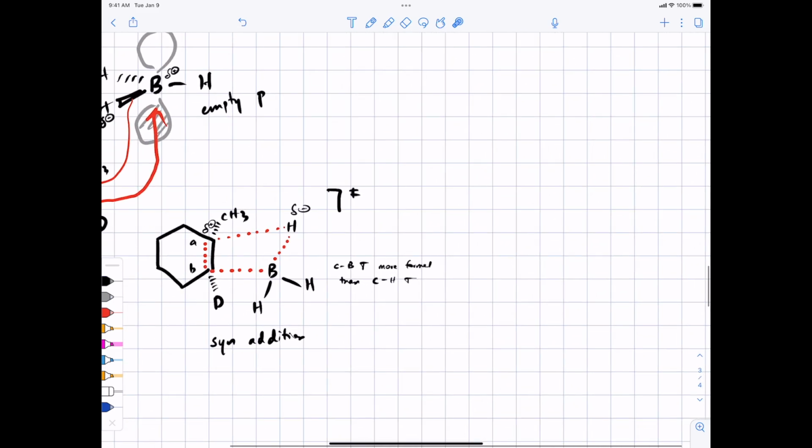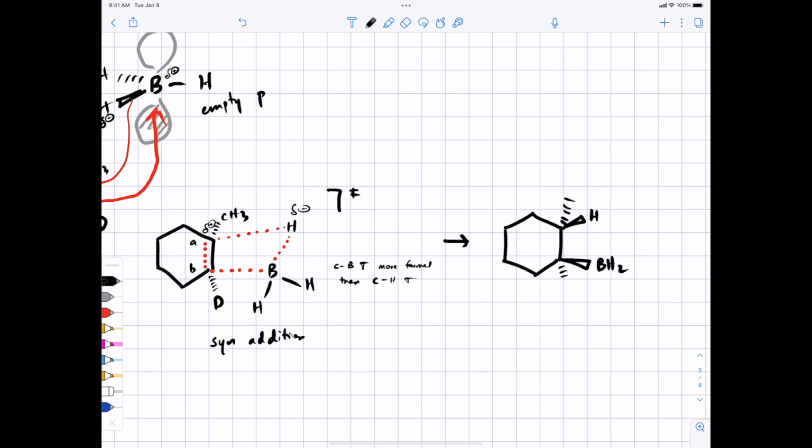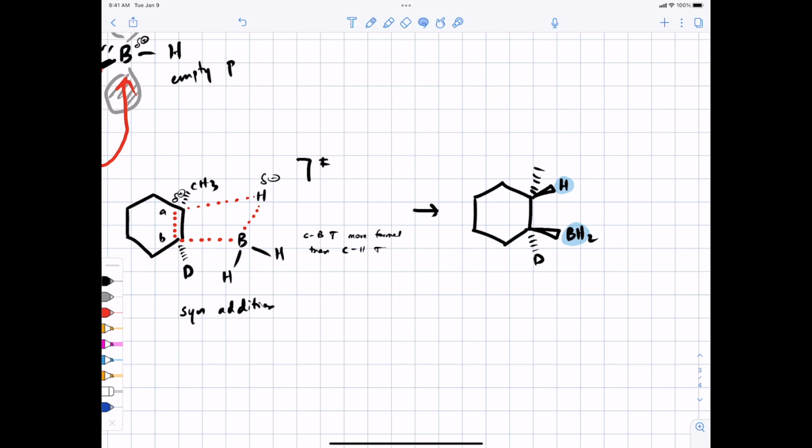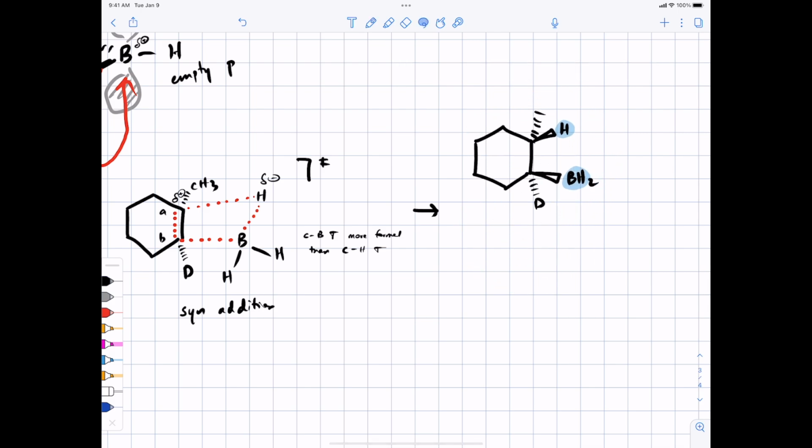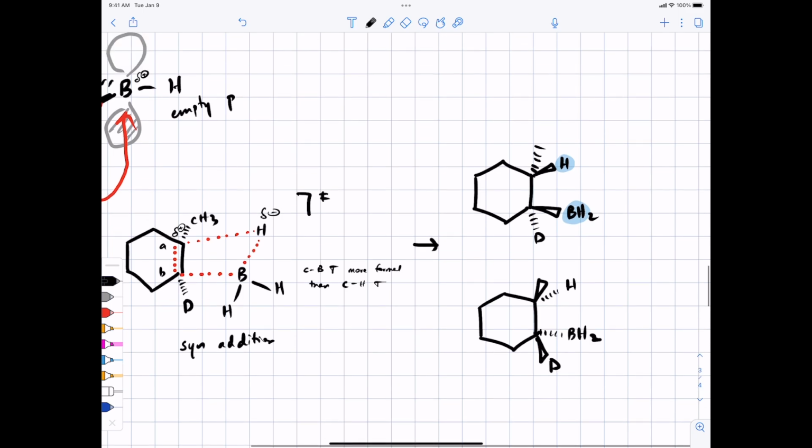All right, so the intermediate you get after that addition process will have the hydrogen on the more substituted carbon, the boron on the less substituted carbon, and the hydrogen and the boron must be delivered to the same side of the original alkene. And then you're also going to get the other enantiomer. Still, it's a syn diastereomer. We still have syn addition of boron and hydrogen across the double bond.